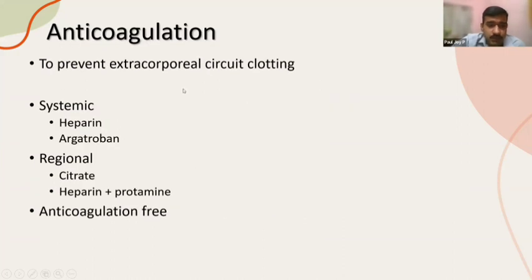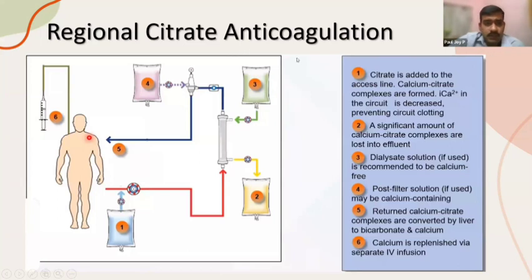Now, anticoagulation can be systemic, regional, or anticoagulation free. For systemic anticoagulation, we can use heparin. In regional, we use citrate, or heparin and protamine. In regional citrate anticoagulation, the citrate is added to the access line. Calcium citrate complexes are formed. The free calcium in the circuit is decreased, preventing circuit clotting.